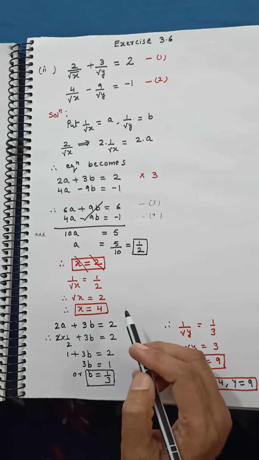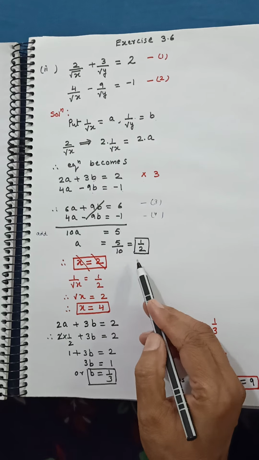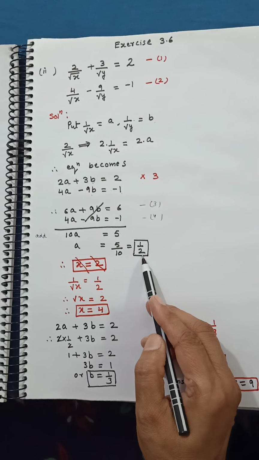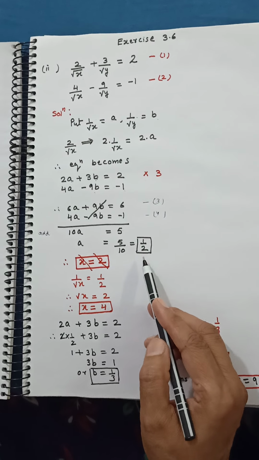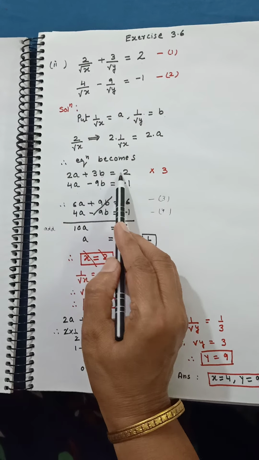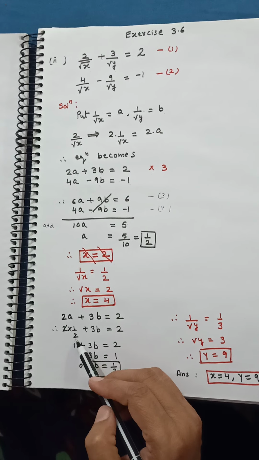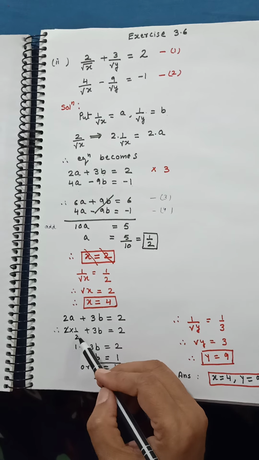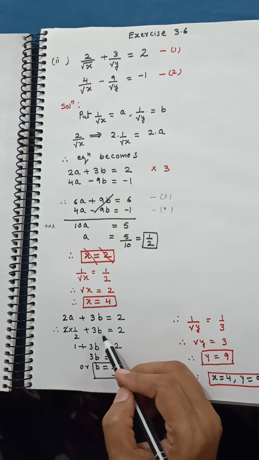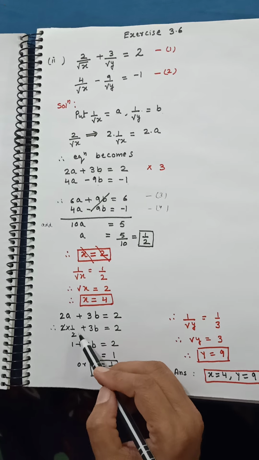Now put the value of a. I can put value of x also, well, so I can put value of a also. Let us put the value of a in equation 2a plus 3b is equal to 2. So this becomes 2 into half. Value of a is half. 2 cancel with 2. Plus 3b is equal to 2. Now this after solving it you get it as 1.